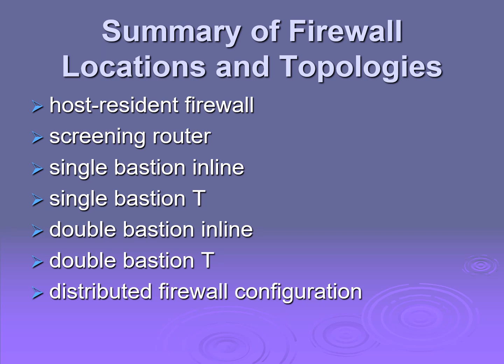Single bastion T. This is very similar to single bastion inline, but has a third network interface on the bastion to a DMZ, where externally visible servers are placed. Again, this is a common configuration for medium to large organizations. Next one is called double bastion inline. Here the DMZ is sandwiched between bastion firewalls. This configuration is common for large business and government organizations.